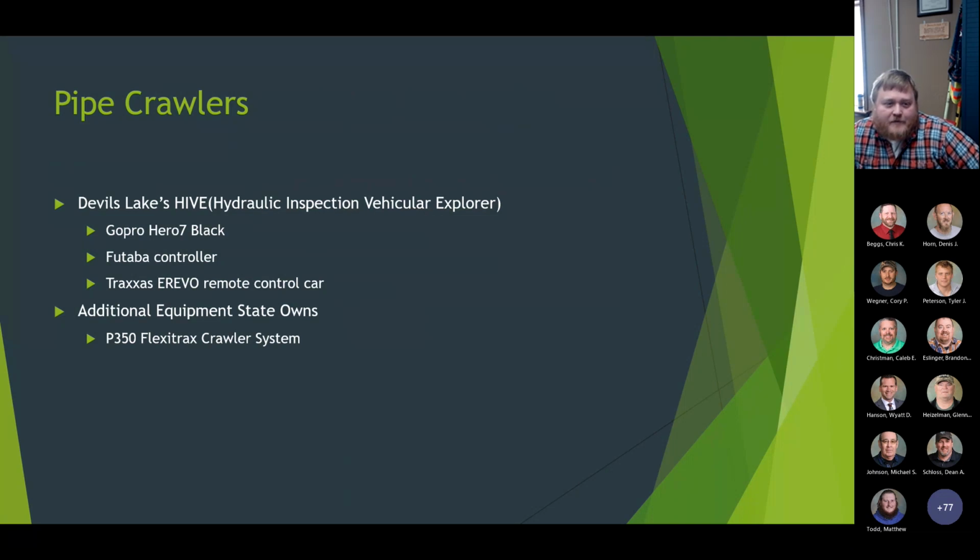So our Devil's Lake HIVE, as they call our hydraulic inspection vehicular explorer, has a GoPro Hero 7 Black on it. It is controlled by a Futaba controller, and the car itself is a Traxxas E-Revo remote control car. And then the additional pipe crawler that the state owns is a Materials and Research P350 Flexitrax crawler system.